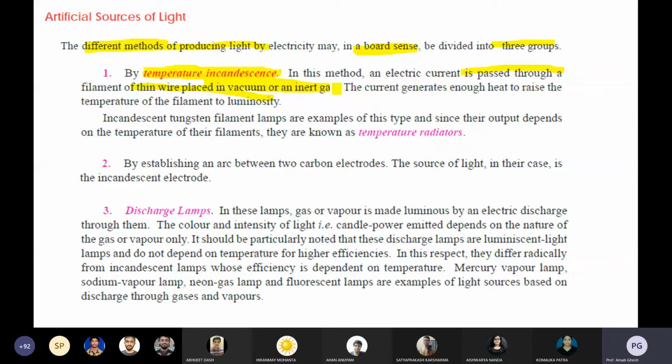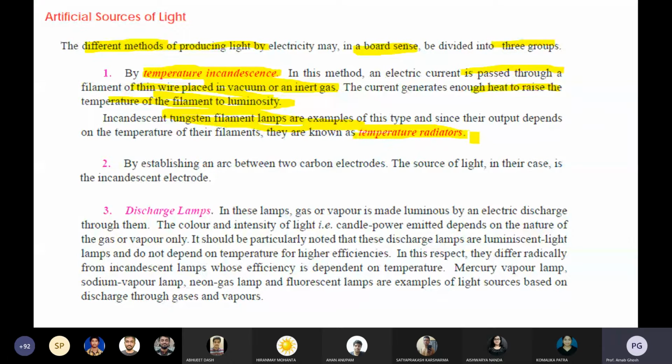So that's why it can be filled with inert gas. The current generates enough heat to raise the temperature of the filament to luminosity. Incandescent tungsten filament lamps are examples. Tungsten filament lamps are temperature radiators. Electrical energy is converted not only to light energy but also to heat energy. That's why the system is very lossy. So it's not a cost-effective system.